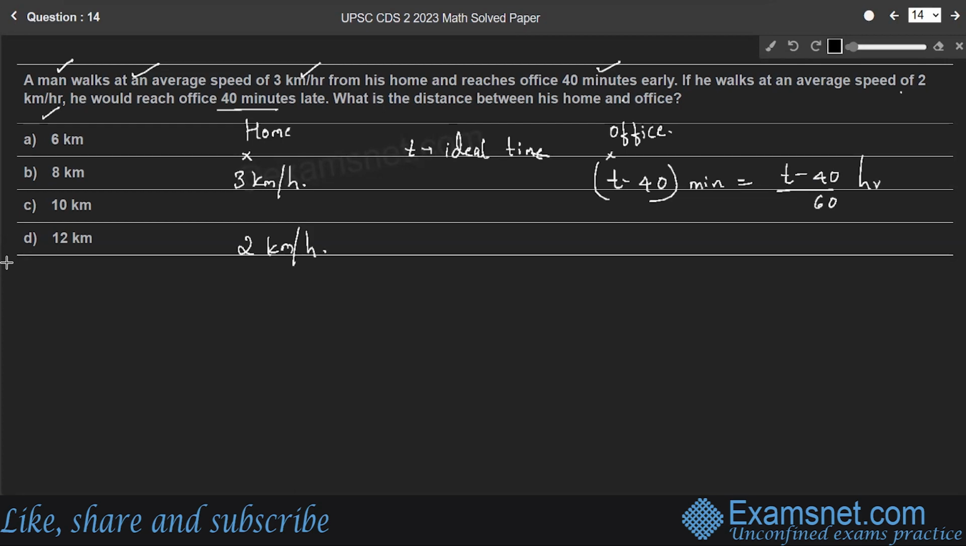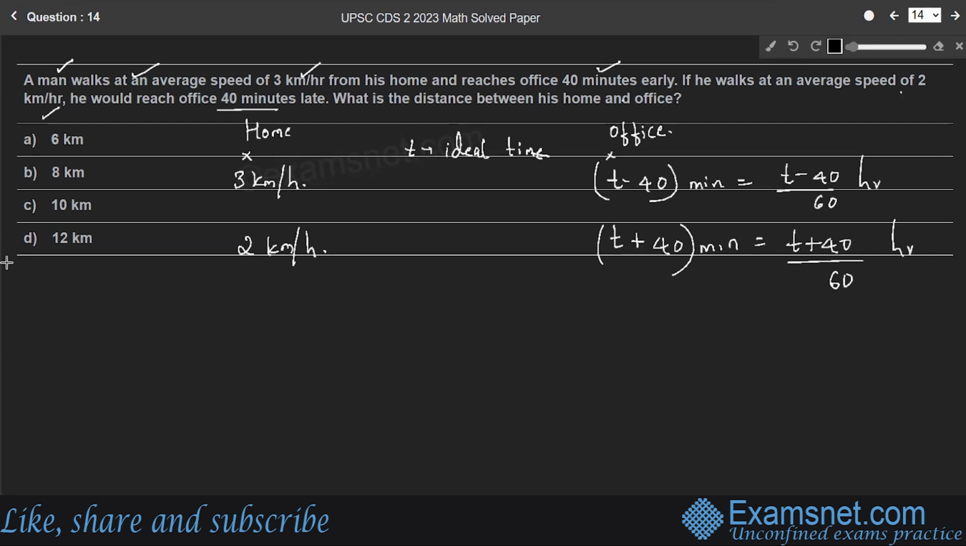He would reach office 40 minutes late. He takes more time, right? 40 minutes more time. That means T plus 40 minutes, if T is the ideal time. So if he is walking with the speed of 2 km per hour, he takes T plus 40 minutes of time. In terms of R, it is (T plus 40) divided by 60 R.